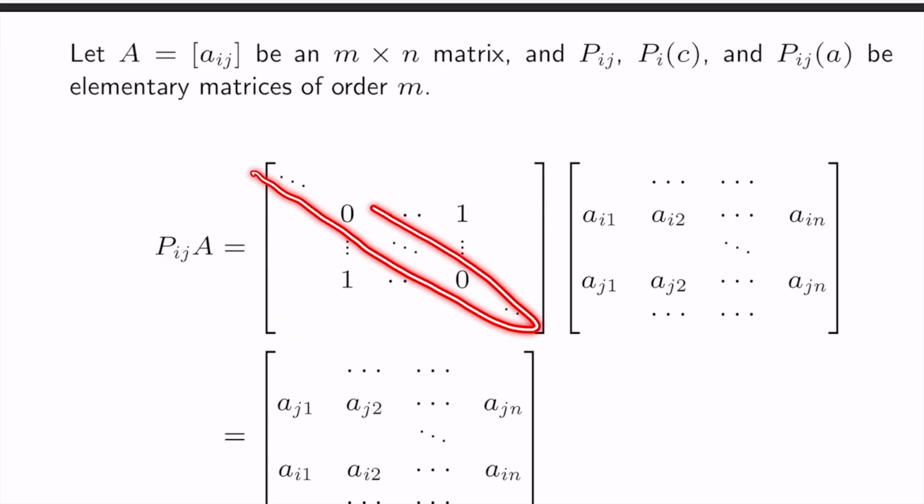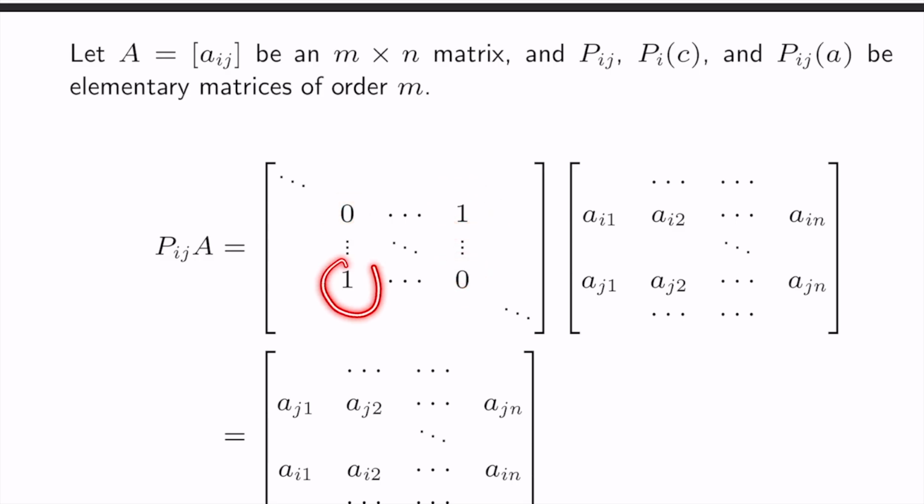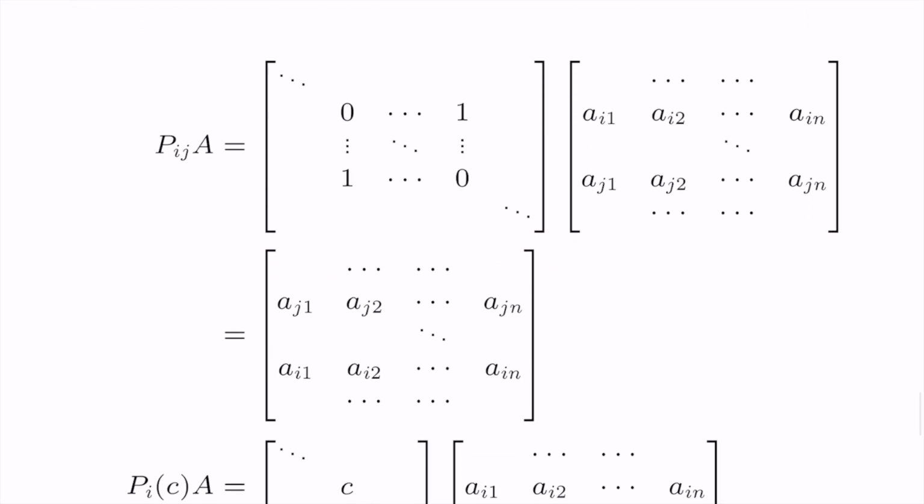So all the diagonals are 1s except for this, and this one is the ij element, and this one is the ji element. And this is the ith row of the matrix A, and this is the jth row. So if we apply this, then we get this. So now the ith row becomes the original jth row, and the jth row becomes the original ith row. So these rows are swapped.